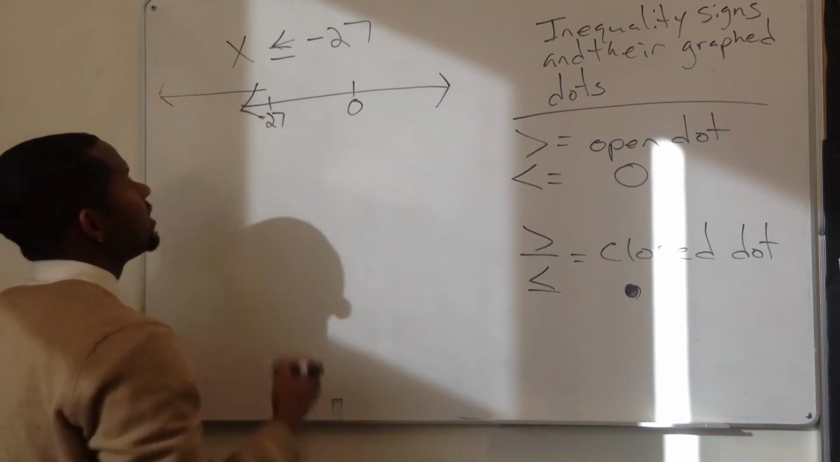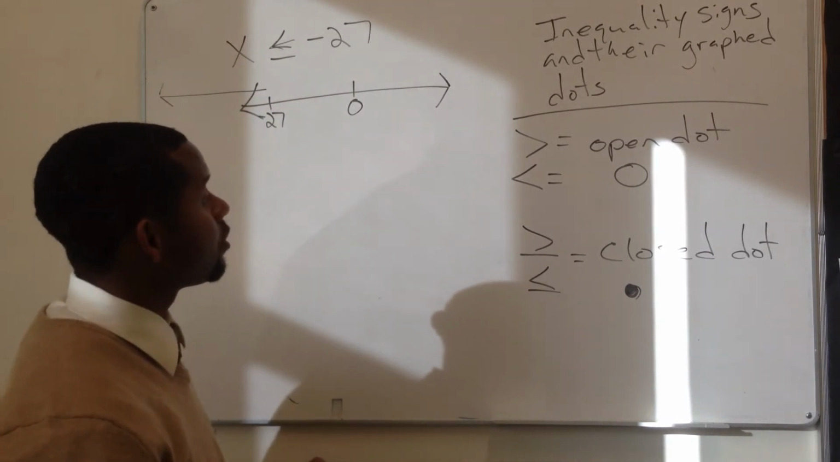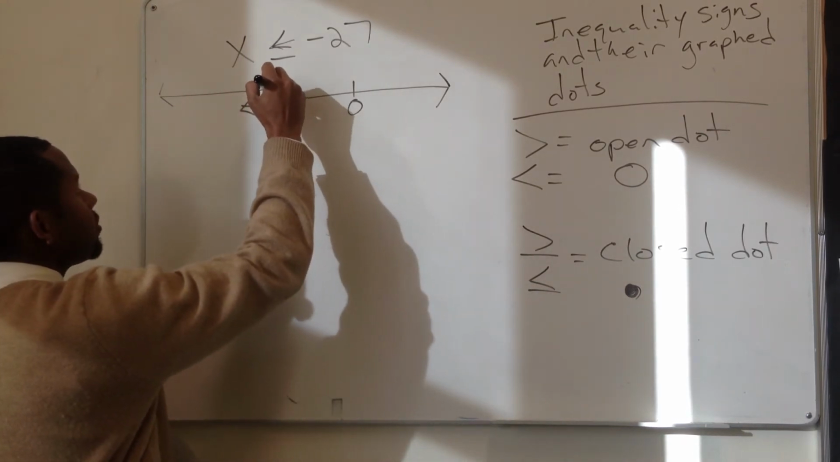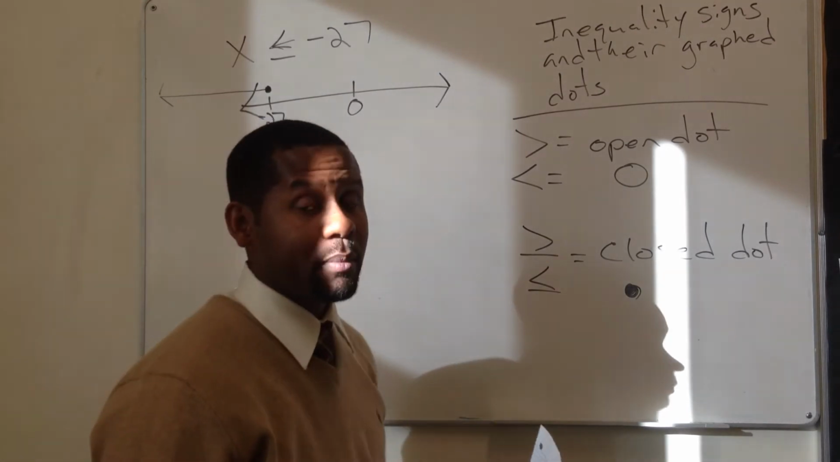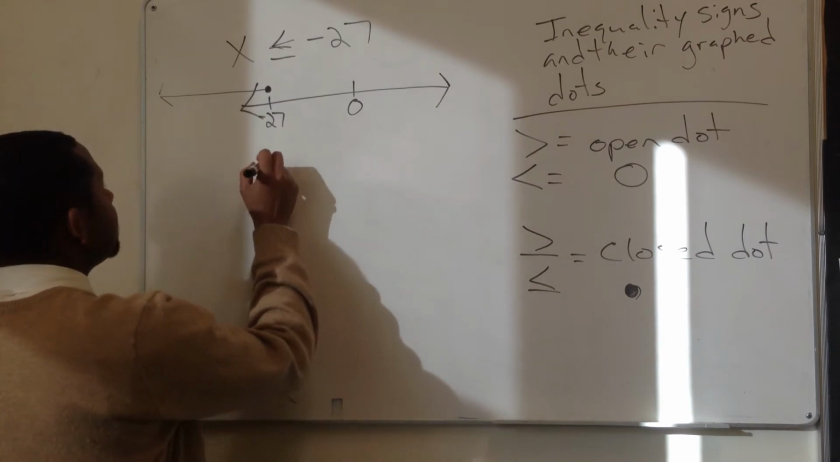So my last question is this dot open or closed? Is X included in this graph or not? Since it says equal to, it's included, meaning it's a closed dot. There's your graph. Okay? This is not that bad. All right.